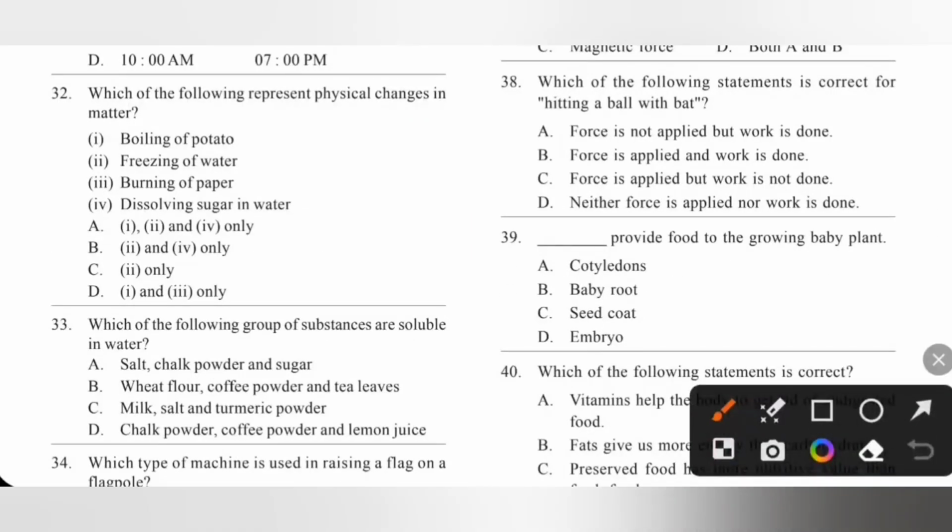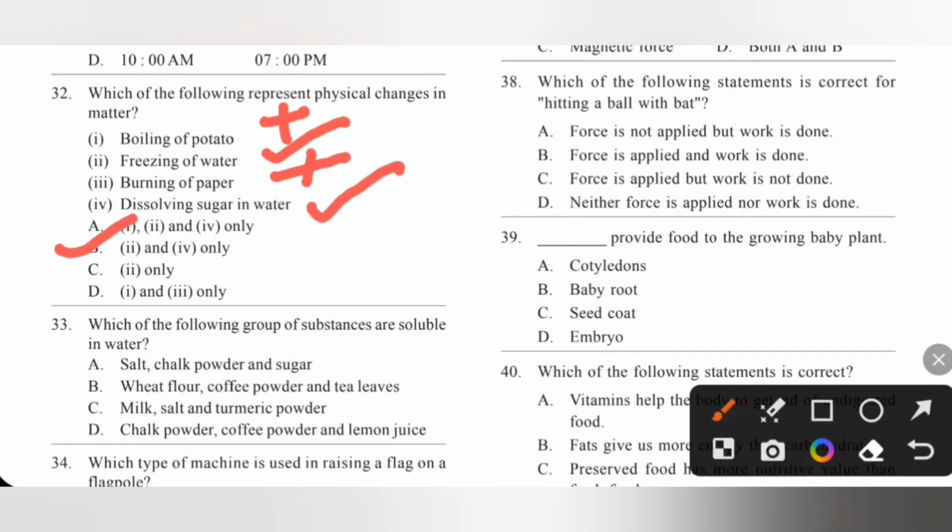32. Which of the following represent physical changes in matter? 1. Boiling of potato, it represents chemical change. 2. Freezing of water, it represents physical change. 3. Burning of paper, it represents chemical change. 4. Dissolving sugar in water, it represents physical change. So 2 and 4 represent physical change in matter. So option B is the correct answer.